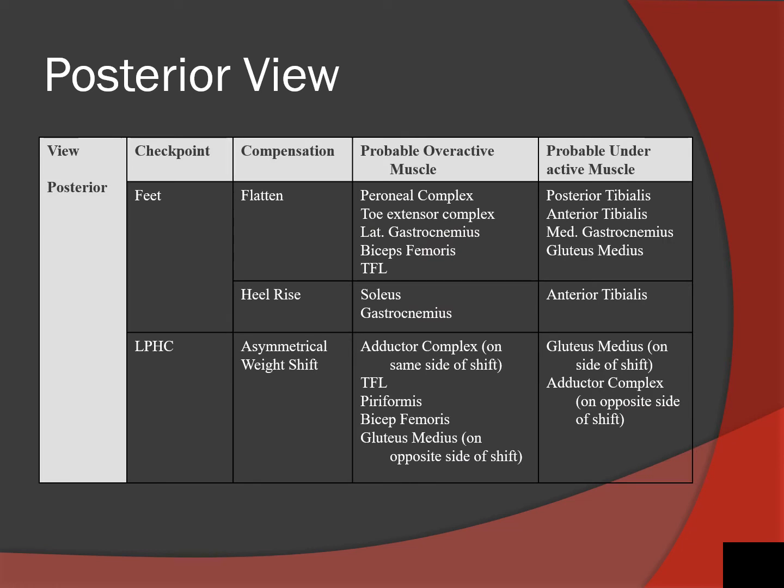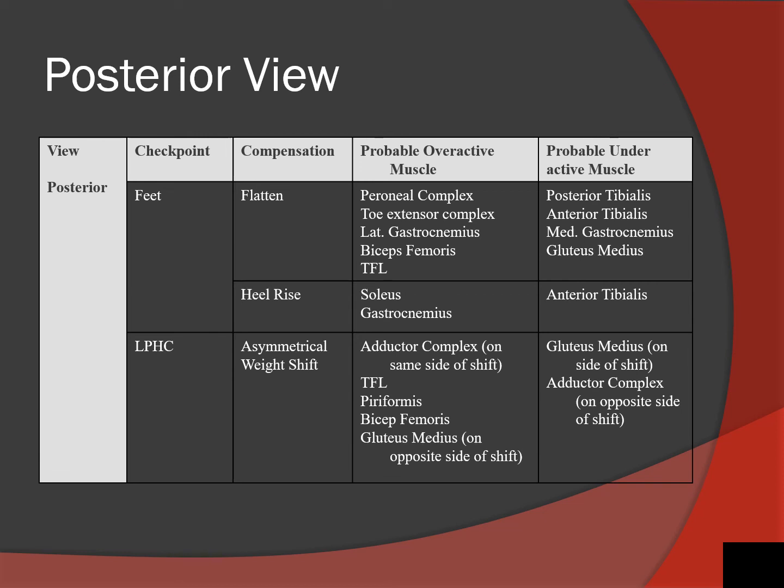As was consistent with both the anterior and lateral view, there is a check sheet for the posterior view, to tell you what the checkpoint is, what the compensation is, and the probable over and under active muscles. But again, you've got to use your skills and knowledge to really look at what's happening and do a further assessment. Just don't go off of this grid and say, okay, this is what I'm going to focus on. Make sure that you're thinking through these solution tables and looking at everything from both the assessment and the medical assessment that you have.